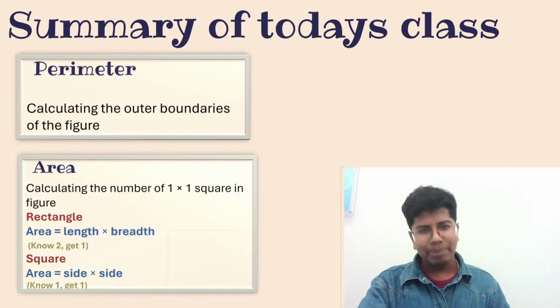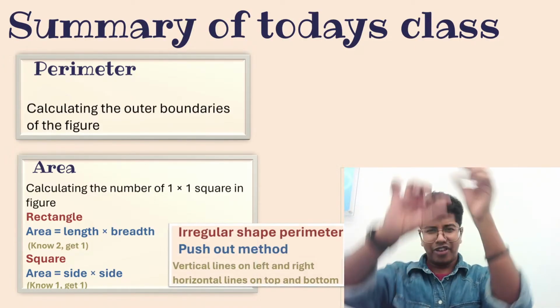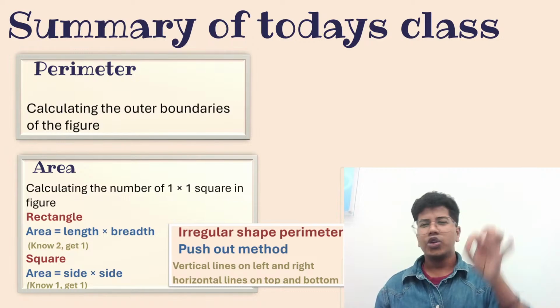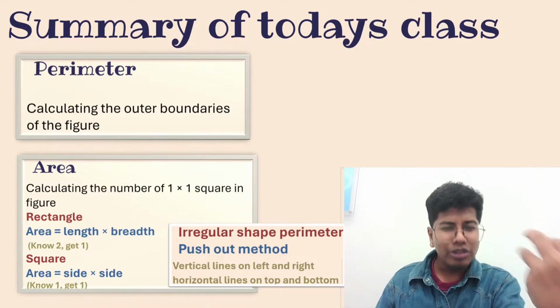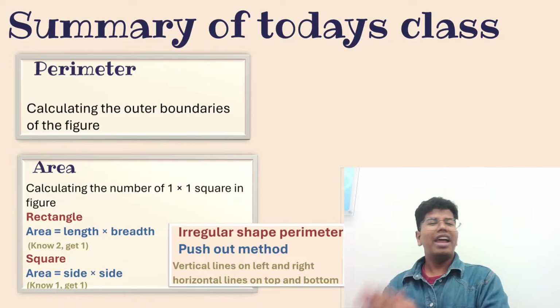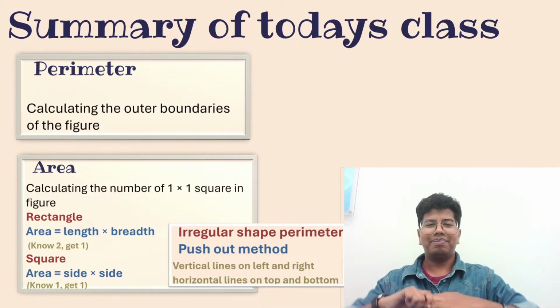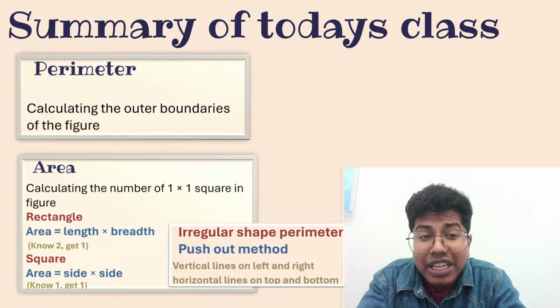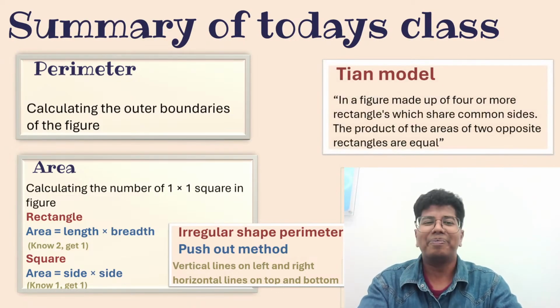Then comes the next part, that is the irregular shape. If you have a shape like a staircase, you can use the push out method. And if you use the push out method, if you have vertical lines, you can move them to left and right. If you have horizontal lines, you can move them to top and bottom. And lastly, there is an interesting model we saw.